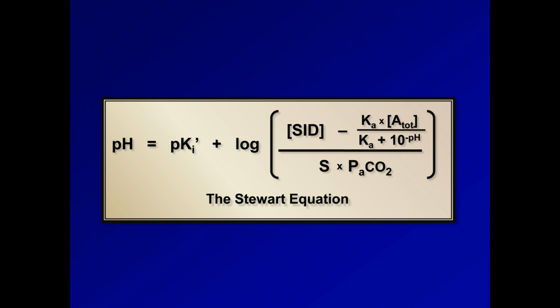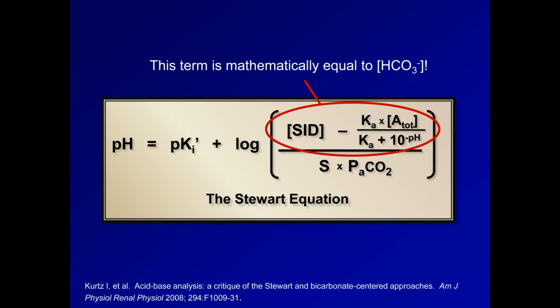To remind you, this equation is the final result of Peter Stewart's complex analysis of human acid-base physiology that was based on his 6 postulates and 6 equations of equilibrium and conservation. What this paper proved was that the numerator of this fraction is, in fact, mathematically equal to the serum bicarbonate concentration. Therefore, the Stewart equation is nothing more than a dressed-up version of the Henderson-Hasselbalch equation for the bicarbonate buffer system, the same equation that Stewart criticized as non-physiologic.